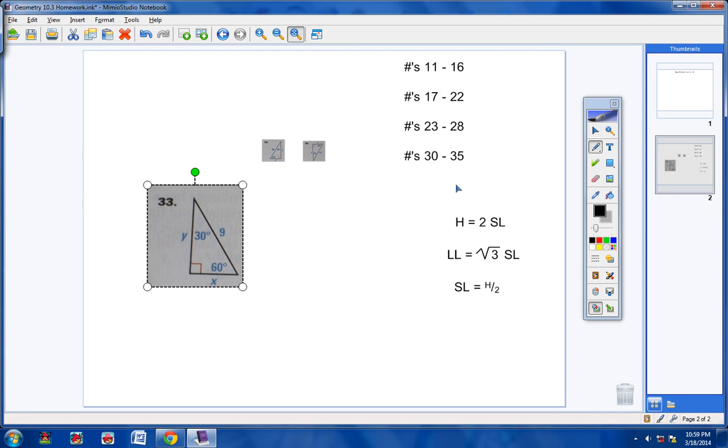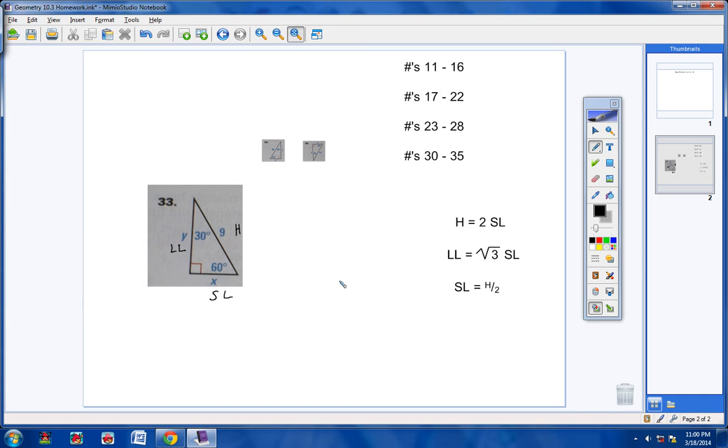All right, same problem again, it looks like. Here's your 90 degrees, go straight across, that's your hypotenuse. And here's 60, go straight across, that's your longer leg. Here's 30, go straight across, this is your shorter leg. Now, I know right away that the shorter leg is always going to be the hypotenuse divided by 2.